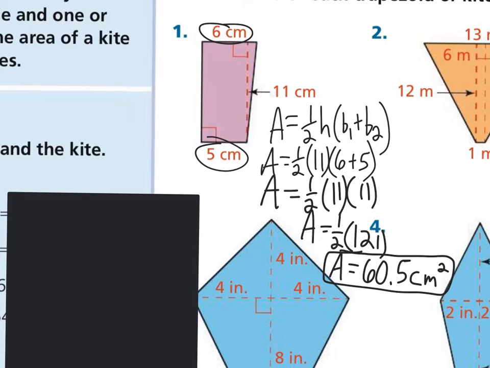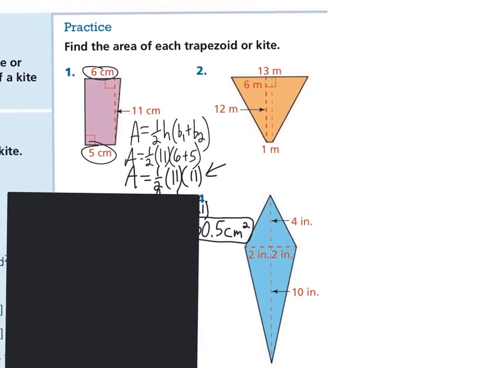Technically, once you've got it set up like half times 11 times 11, you could do that all in your calculator. Remember, half's the same as 0.5. If you were typing that in your calculator, it'd be a little bit easier way. Or you can put 1/2 in your calculator as 1 divided by 2, would also work. We look at number 2.